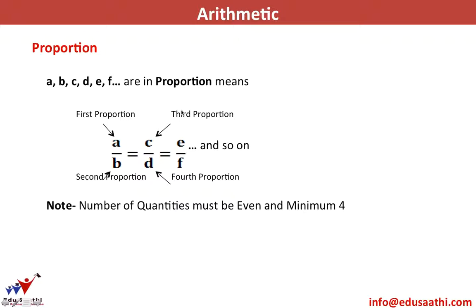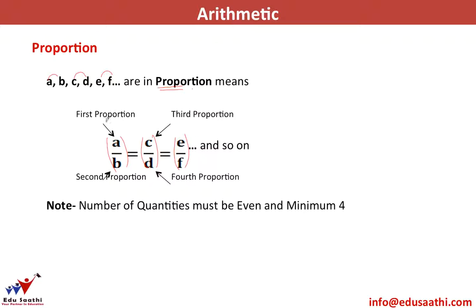Proportion. Now what do we understand by proportion? Quantities A, B, C, D, E, F are in proportion. That means the ratio of the first two is equal to the ratio of the next two, is equal to the ratio of the next two, and so on. So if I find the ratio of the first two, the next two and so on, and all the ratios turn out to be equal, then the numbers are in proportion.